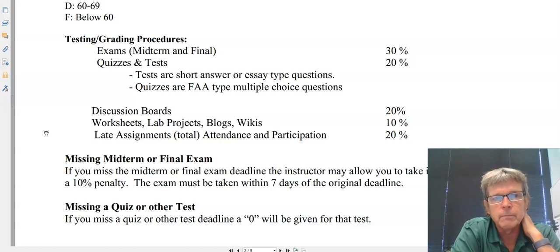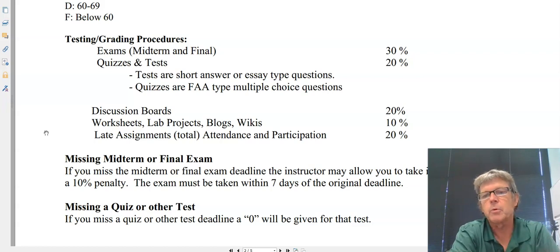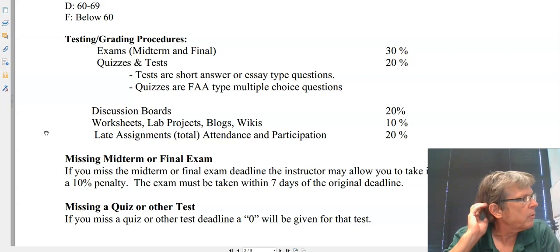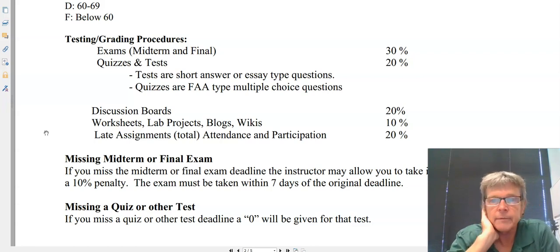And on the blogs and assignments, discussion boards, things like that, if you're a week or less late, it's 10%. If you're 2 weeks late, it's 25%. If you're over 3 weeks, it's half your grade.